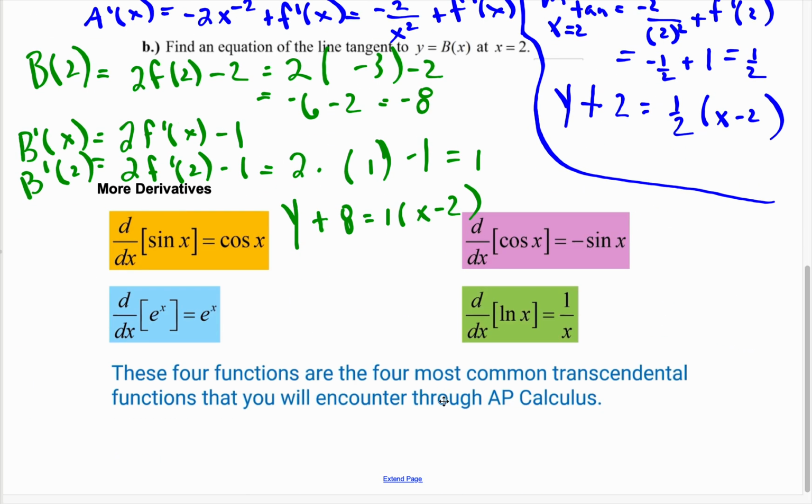Okay. So we have more derivatives. The derivative of sine of x is cosine of x. The derivative of cosine x is negative sine of x, and the derivative of e to the x is e to the x, and the derivative of natural log of x is 1 over x. These four functions are the four most common transcendental functions that you will encounter through AP Calculus. If you plugged the function sine of x into Desmos and took the derivative of that, you would see the graph of cosine x and so forth. And you can experiment with that in Desmos.